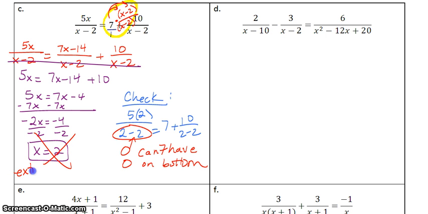So that is considered an extraneous solution, and if you are checking the answer key in the back of the book, they wouldn't say that. They'll just say no solution for the answer for that problem.